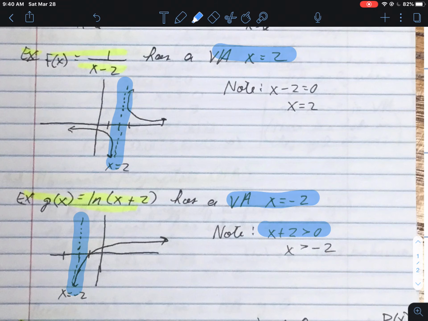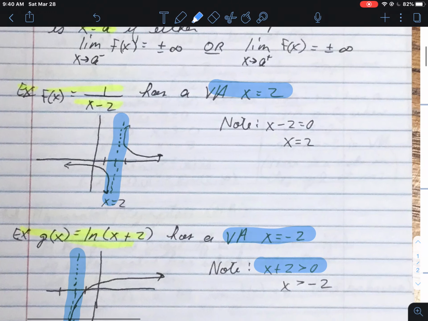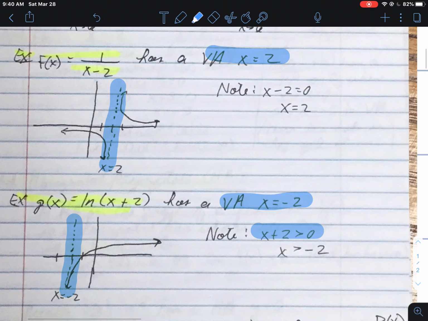But we need a little more general definition, because different types of functions, how you identify or where the vertical asymptotes are located, it's done differently, right? Because with the rational function, it's where the denominator is 0. With the log function, it's where the argument is 0, right? It's where we find those vertical asymptotes.